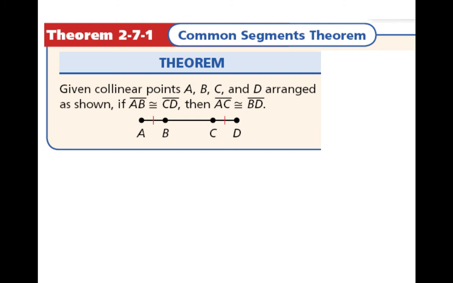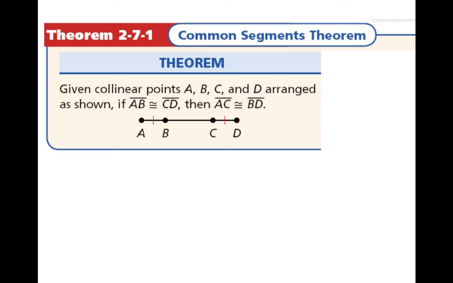Okay, now if you'll turn a couple pages in your notes to section 271. This is called the common segments theorem. On this theorem, you really have to have the diagram to help you in the hypothesis because it says given, which is what you have to start with, given collinear points A, B, C, D arranged as shown, so that arrangement needs to be available in your hypothesis. Okay, if segment AB and segment CD are congruent, then you can conclude AC and BD are congruent.